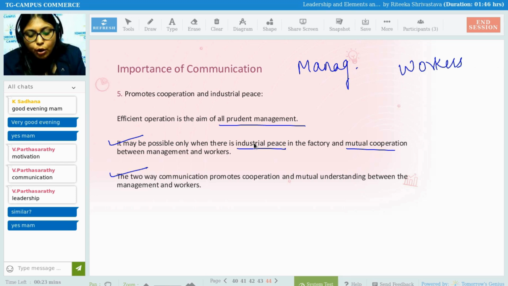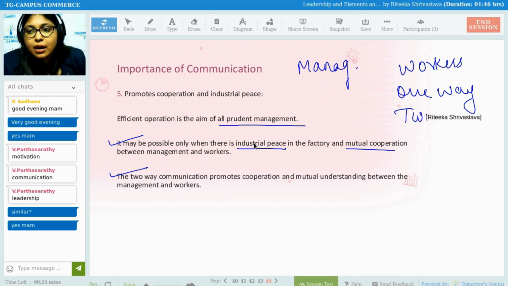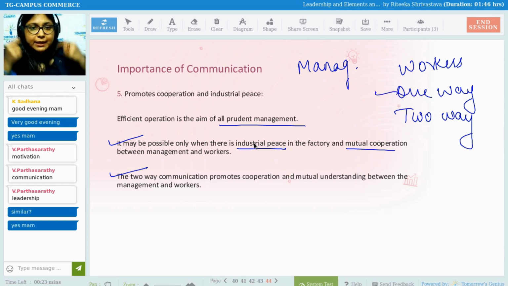For that, communication can be of two types. It can be one-way communication, or it can be two-way communication. One-way communication, which we studied under the autocratic style of leadership, is where only one person is commanding or passing orders to the subordinates, and nobody says anything to the superior in return. When only one person says and another does not reply, it is called one-way communication. Whereas two-way communication means one person says, another person also replies.